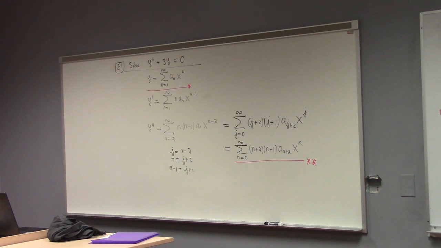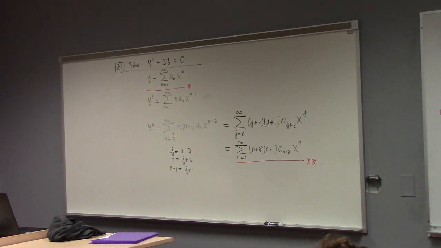Okay, so what else is there? Well, there's the odd indices, right? So what if we look at n equals 1? That gives us information about a sub 3, right? I'm saying n equals 1 in this equation here. That's the n I'm referring to, all right? So n equals 1 in that equation, I get a sub 3 is equal to minus 3 a sub 1 divided by, well, 3 times 2.